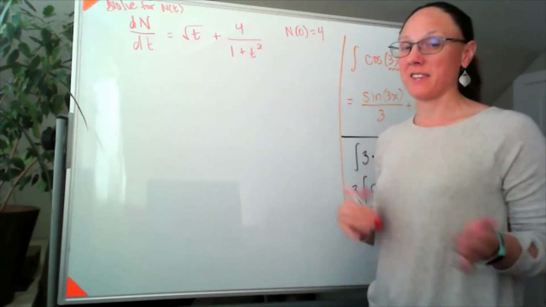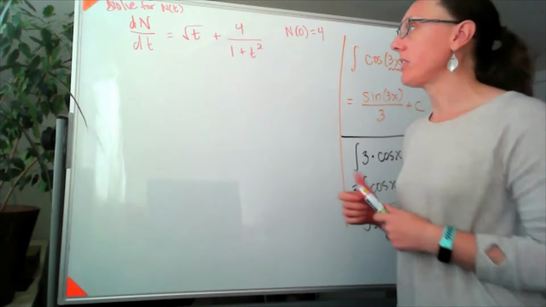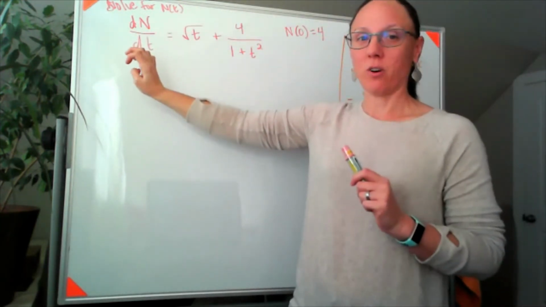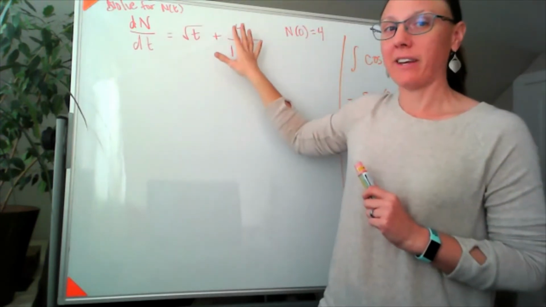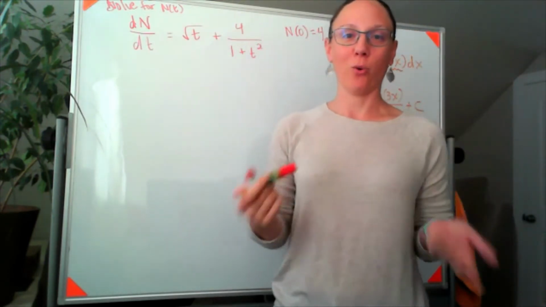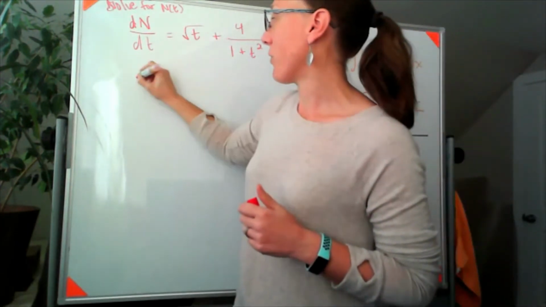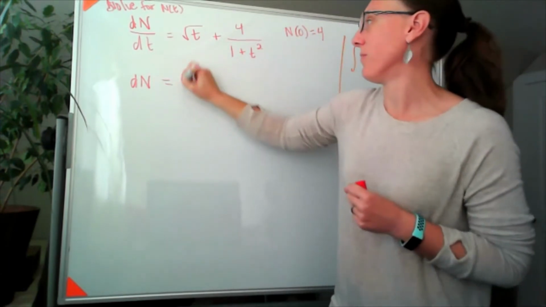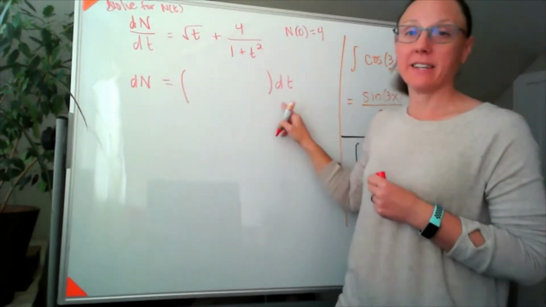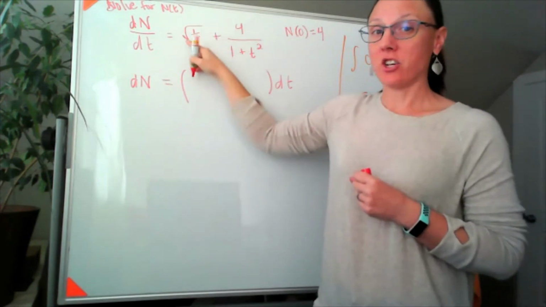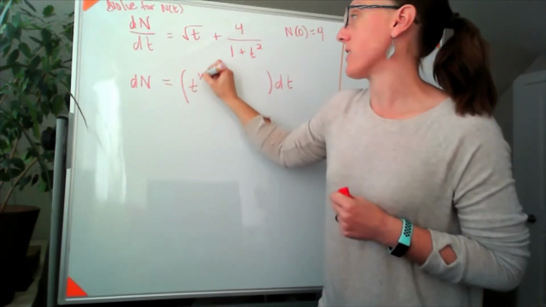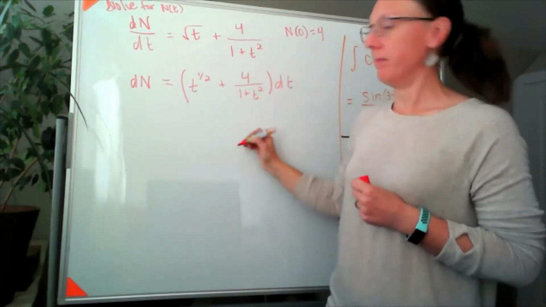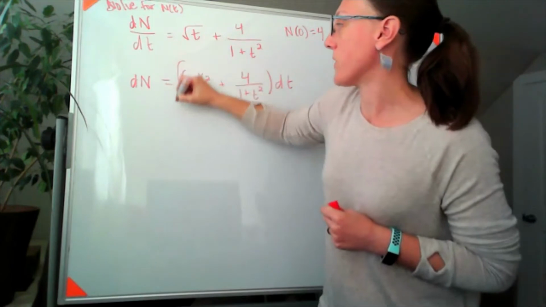So I'm going to start off the same way that we did the other one, which is I'm going to multiply both sides by dt just to make sure that I have all my t's on the right-hand side and my dn alone on the left-hand side. So if I rewrite this to say dn is equal to, and I'm going to go ahead and multiply my dt over there, but I'm going to change that square root of t to say t raised to the 1/2 power. And then I'm all ready to integrate both sides.